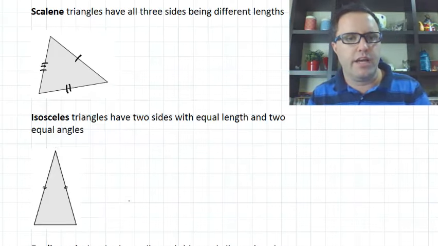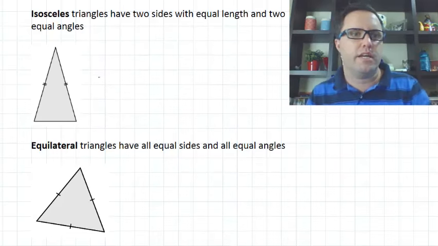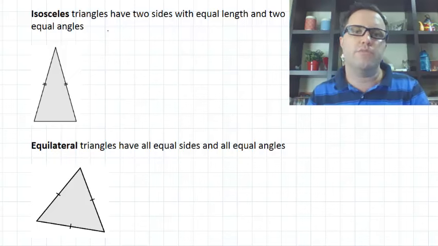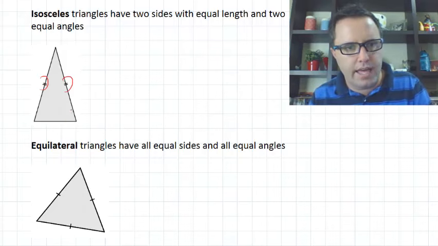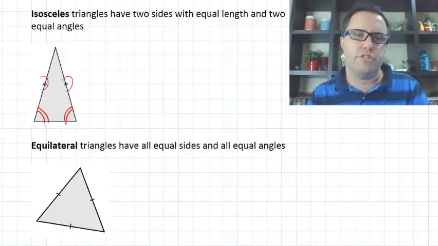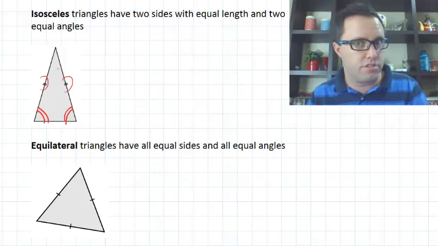Now we also have the isosceles triangle. Isosceles triangles have two sides with equal length and two equal angles. So you've got these two legs of the triangle being equal to each other, and these angles here are also equivalent to each other. So that's the important thing about our isosceles triangle.